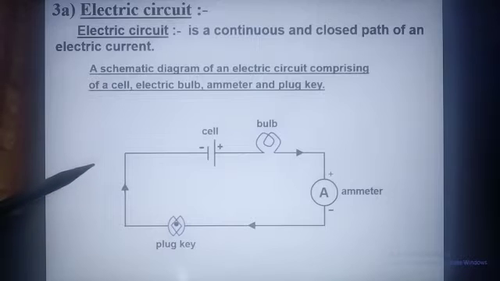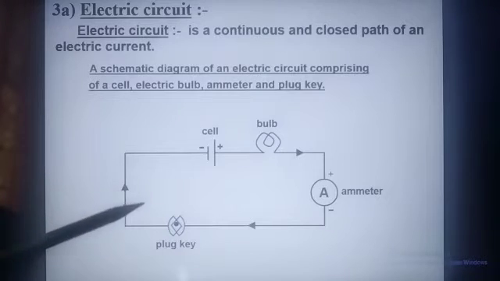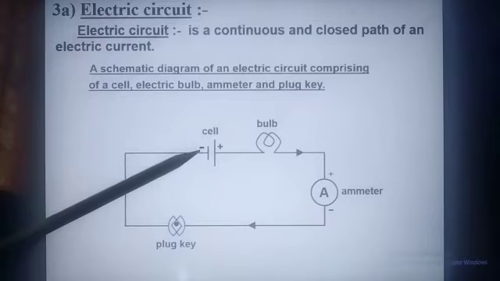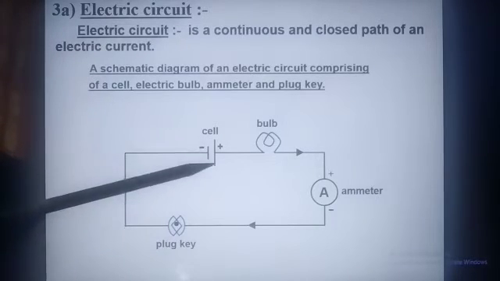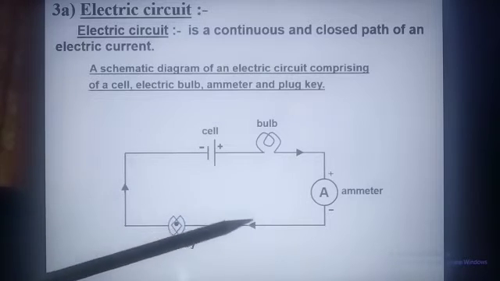This is a simple electric circuit that has been shown to you. As you can see, this is a cell, this is the negative terminal. The current always flows from the negative terminal to the positive terminal, and it is measured by an ammeter.